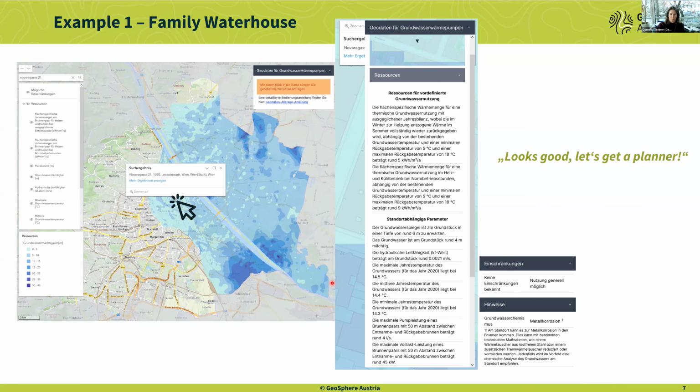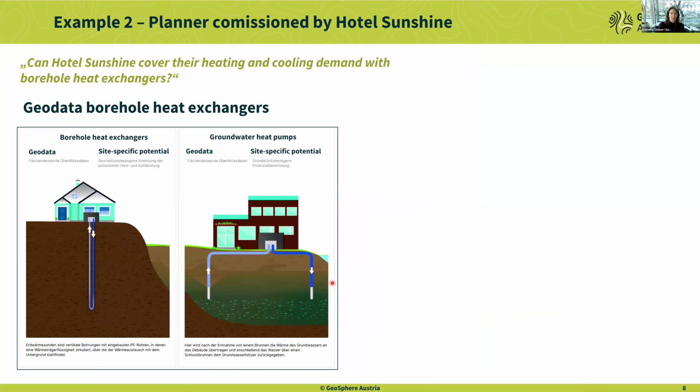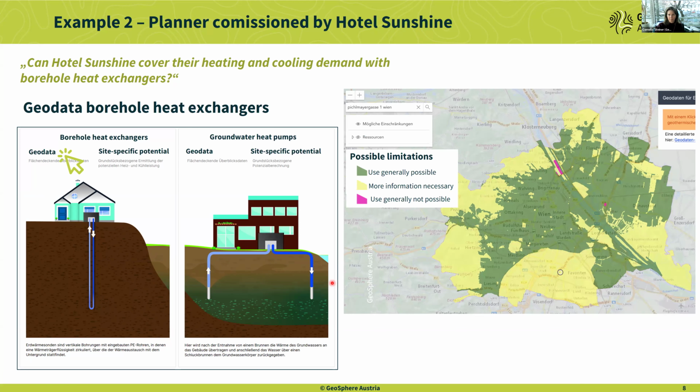pump for the house. So let's see for the second example, a planner commissioned by the Hotel Sunshine, and they want to know if the hotel can cover their heating and cooling demand with borehole heat exchangers. So we start again with this geodata.